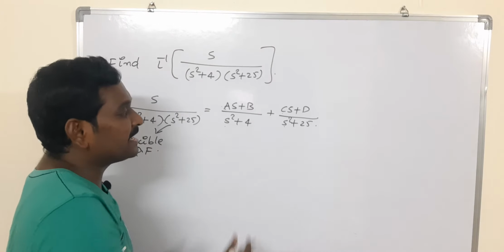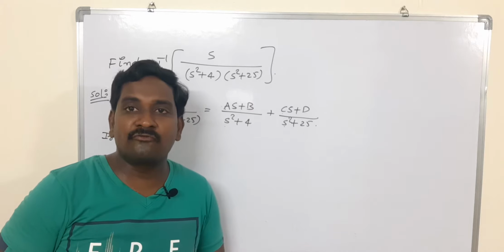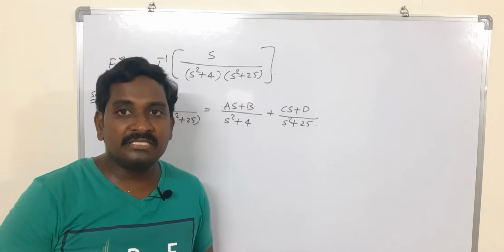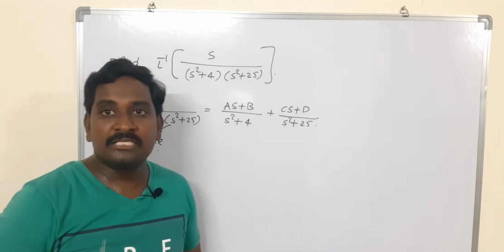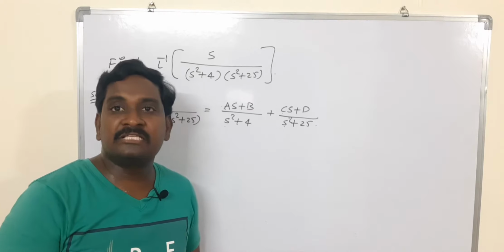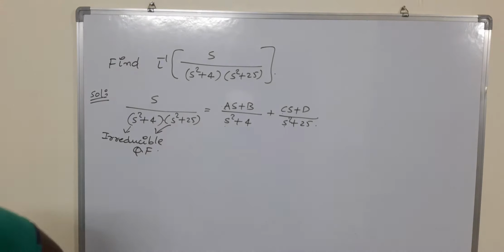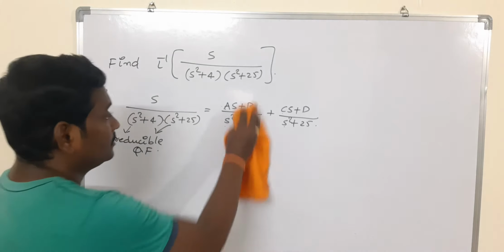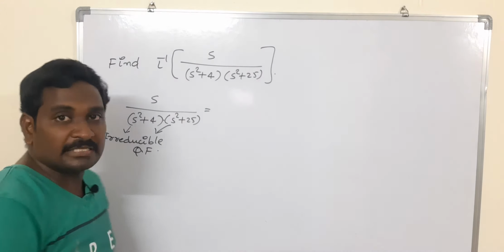Now take the LCM and equate the numerators on both sides, and we have to find out the values of a, b, c and d. Okay, this is the general method to find out the partial fractions. But this method is very difficult and takes much time. That's why I will give another method, which is a shortcut method. Don't use this general method.